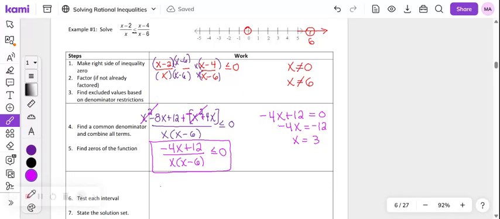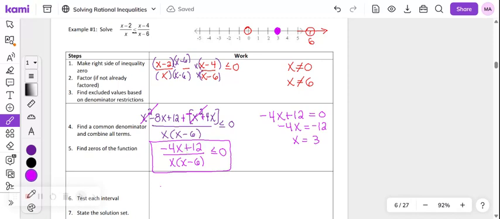Looking at this, we have a symbol less than or equal to, which means 3 is part of our solution. So it's a closed circle there. Again, if this symbol is greater than or equal to or less than or equal to, that would give us a closed circle when we solve for our numerator.